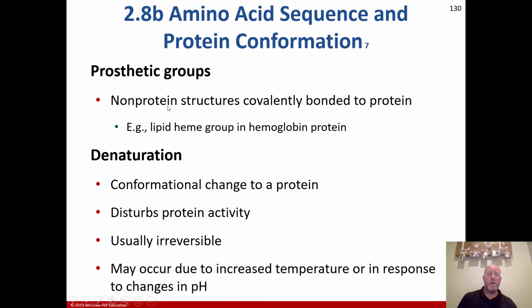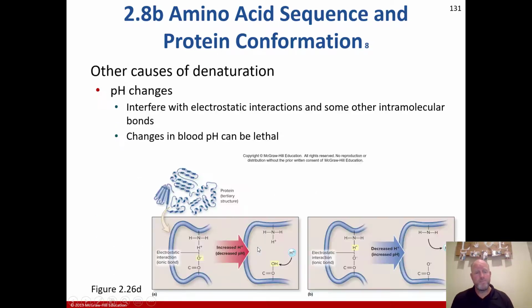Prosthetic groups are non-protein structures that are covalently bonded to protein, like the heme group in the hemoglobin protein. Denaturation is a conformational change to a protein that disturbs protein activity. It's usually irreversible, basically where the protein's configuration unwinds due to increased temperature or changes in pH. And once it unwinds, it's basically going to die. It's not going to be usable. It needs to maintain its structure in order to be usable for the purpose that it's created.